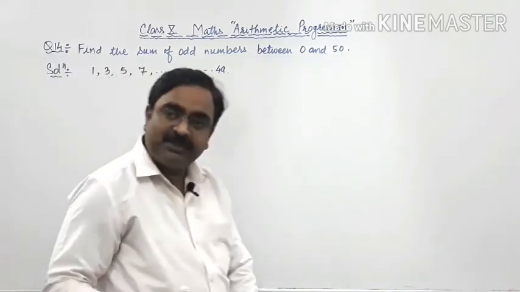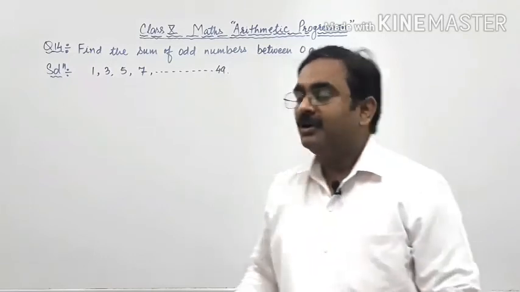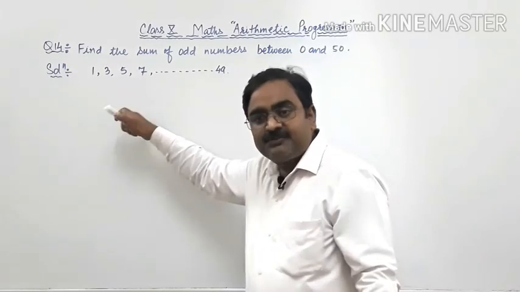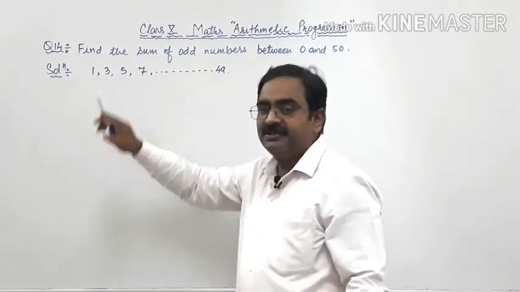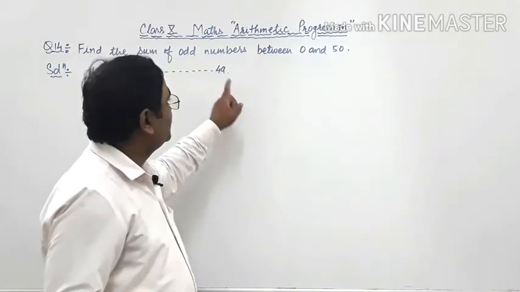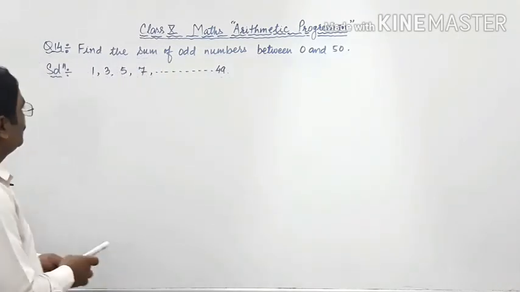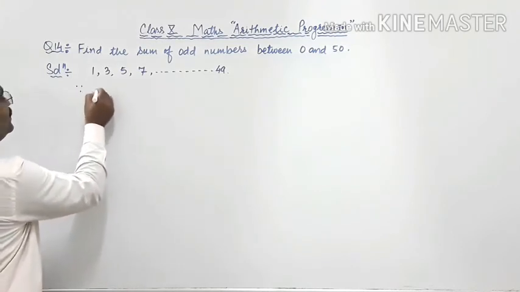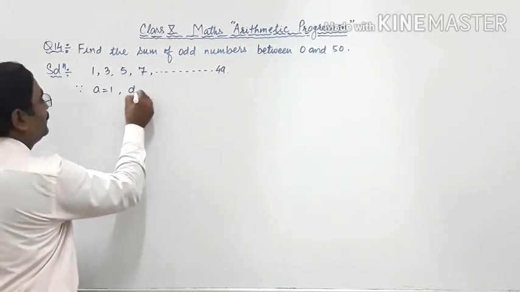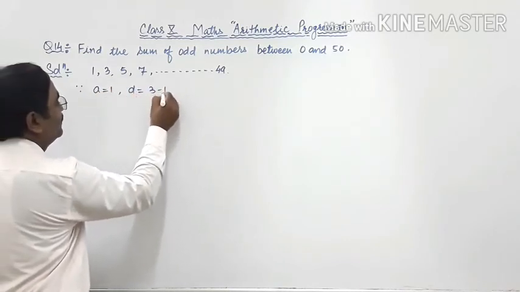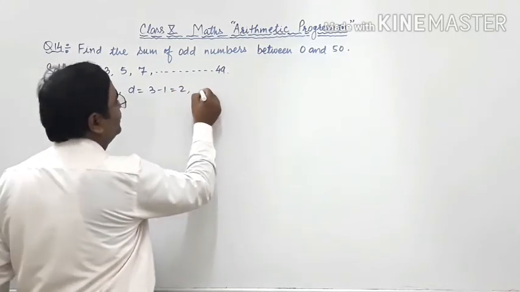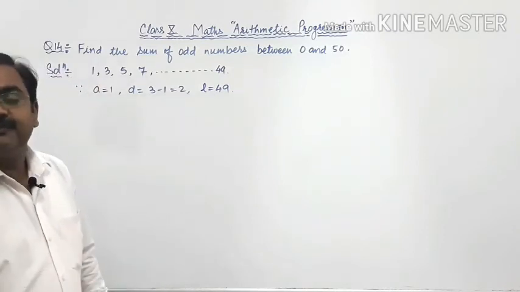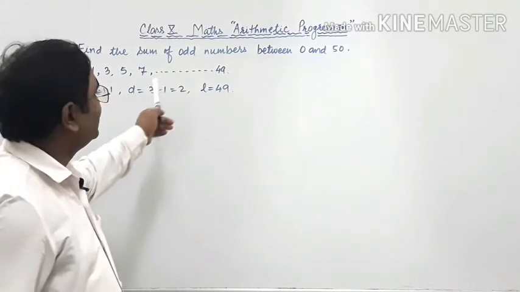Okay. Now we are going to find the sum of these numbers. To find the sum, first of all we should know how many terms there are in this series. It is an arithmetic progression. Its first term is 1 and common difference is 2. And one more thing, the last term is 49. So first term is 1, common difference d is equal to 3 minus 1 which is 2, and last term is 49.